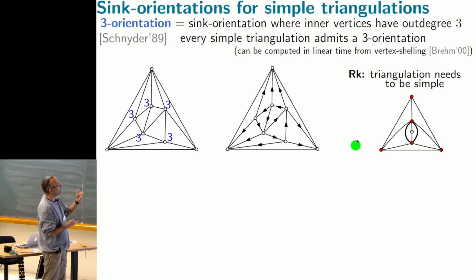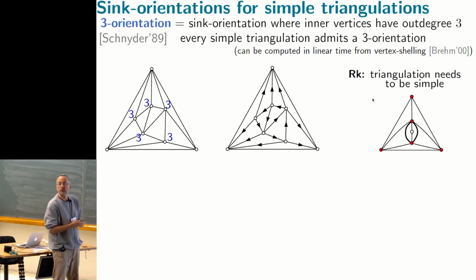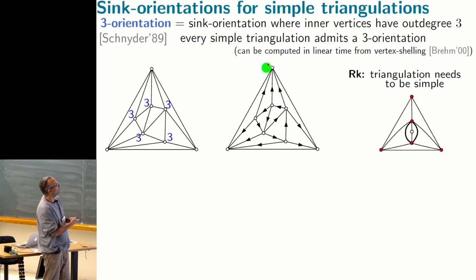And if it's simple, there is an algorithm to compute a 3-orientation. I don't show it, but it's a vertex shelling procedure which goes from top to bottom, and where you propagate the orientation to obtain a 3-orientation.